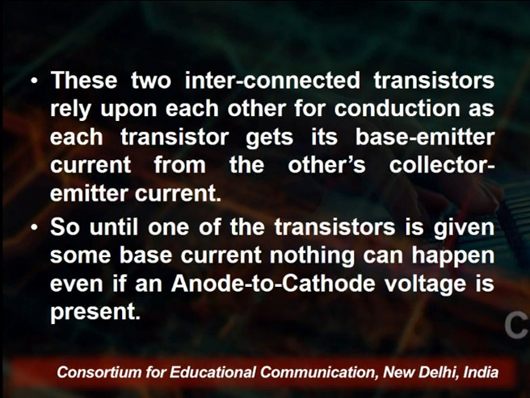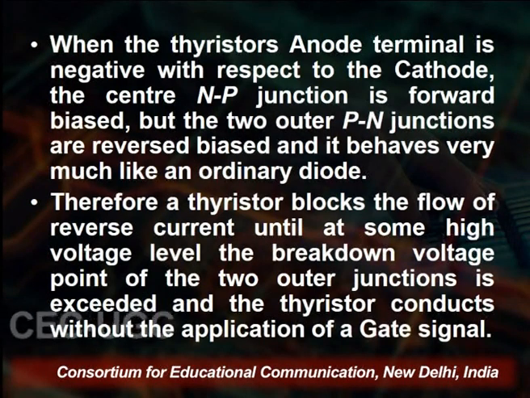if an anode to cathode voltage is present. So when the thyristor's anode terminal is negative with respect to the cathode, the center NP junction is forward biased, but the two outer PN junctions are reverse biased and it behaves very much like an ordinary diode. So the two PNP junctions are attached to make the thyristor.